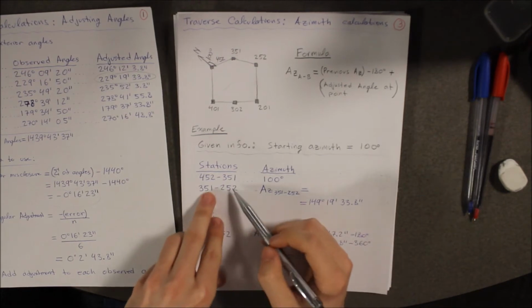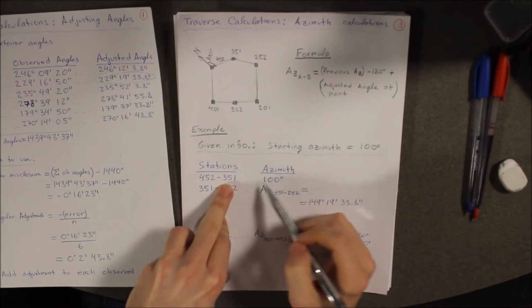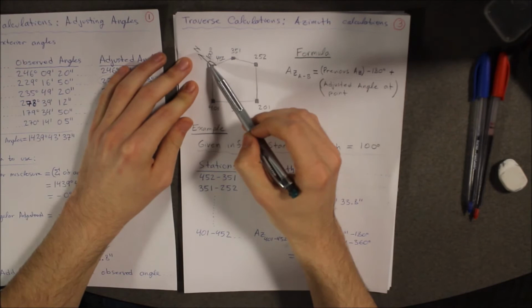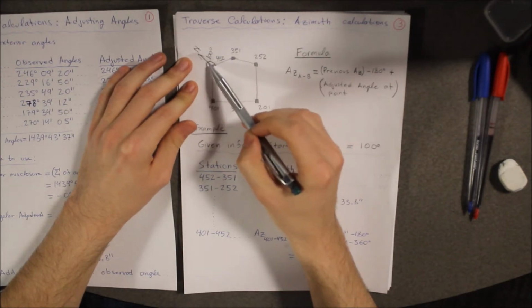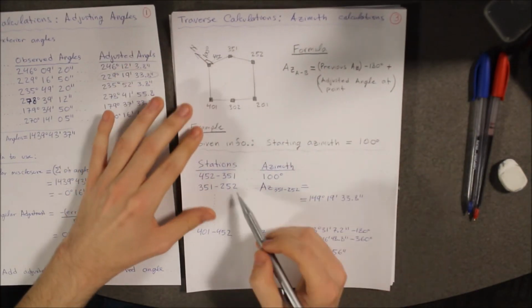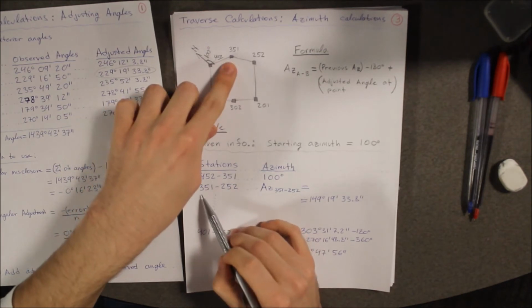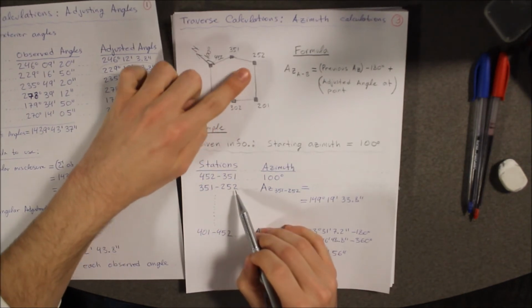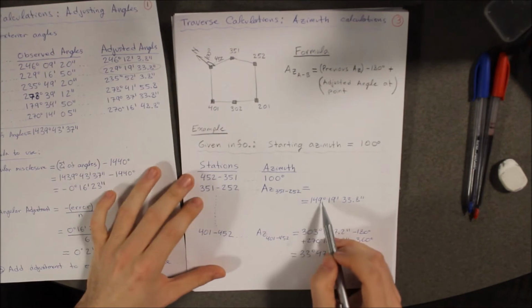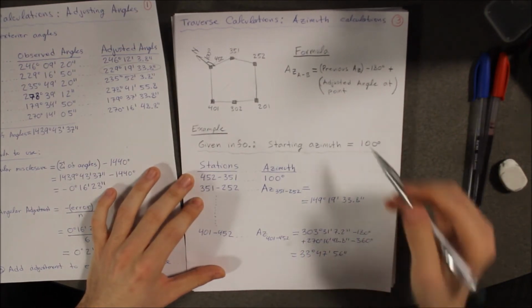So, this is what we have right here. 452 to 351 is 100 degrees. That's what this means. This is what I explained earlier. This right here is 100 degrees. Now, 351 to 252, well, that's this angle right here, but I will show you how to calculate that.